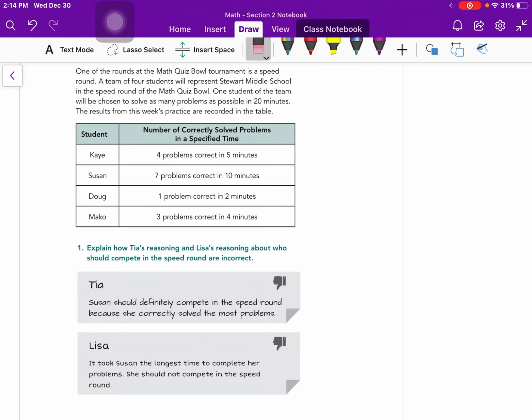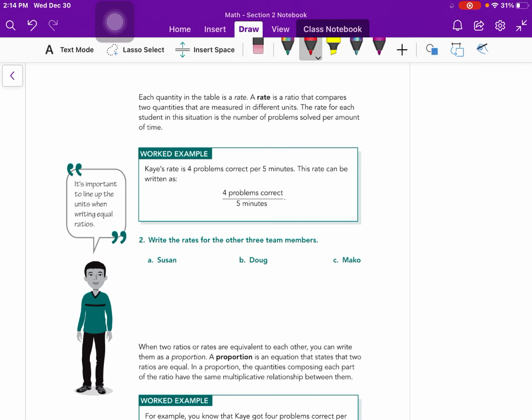Each quantity in the table is called a rate. A rate is a special kind of ratio that compares 2 quantities that are measured in different units. The rate for each student in this situation is the number of problems solved per amount of time. So Kay's rate is 4 problems correct in 5 minutes. This rate can be written like a ratio. You can write it in fraction form like this. You could say the word "to," or you could use a colon. Go ahead and pause me for a second and try to write the rates for each of the other 3 team members.